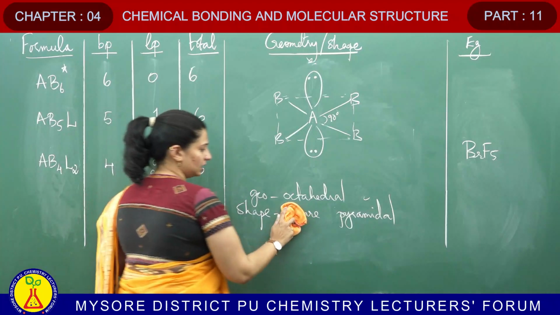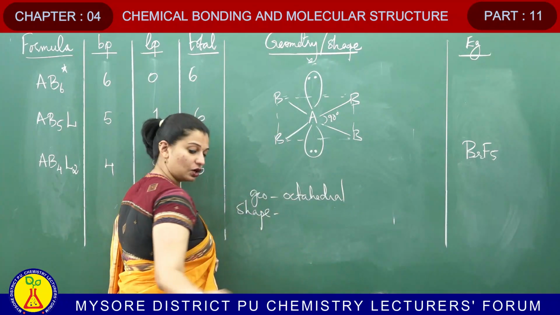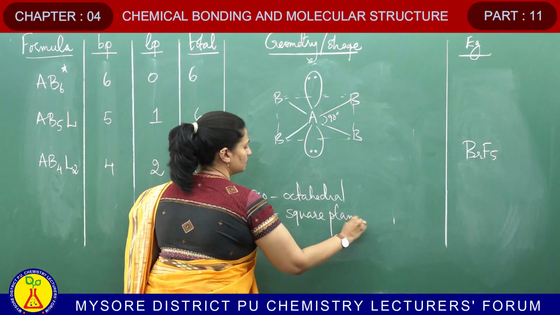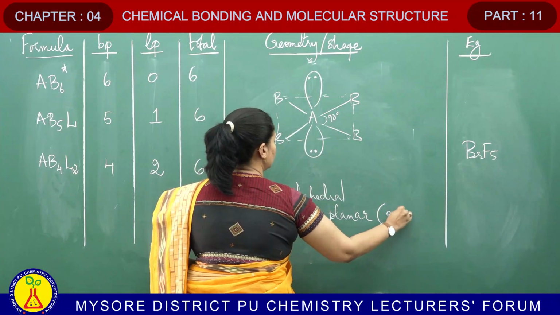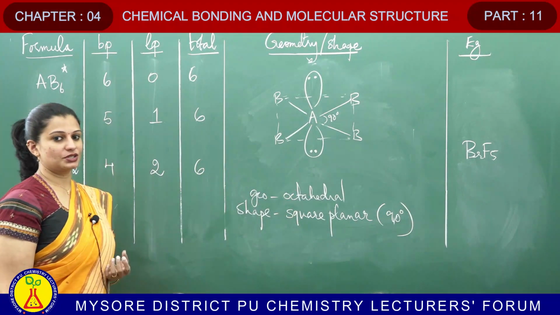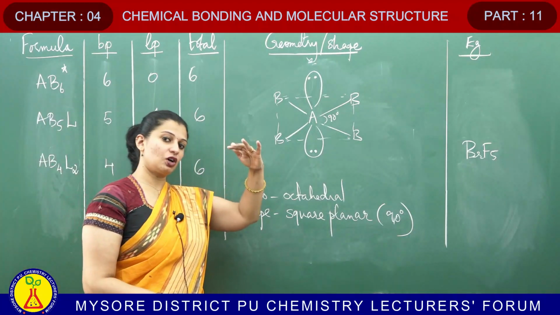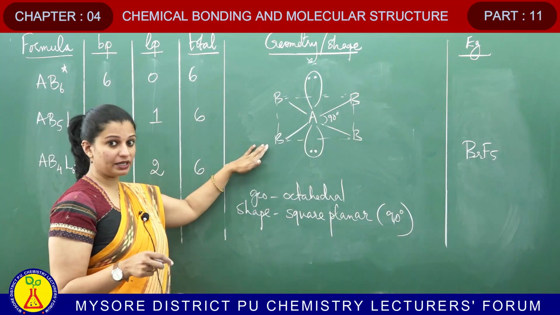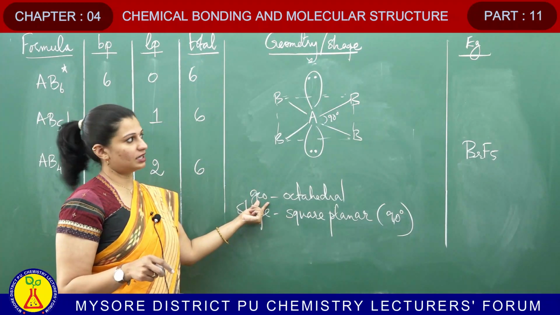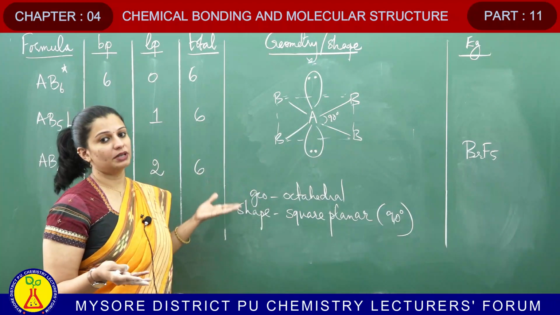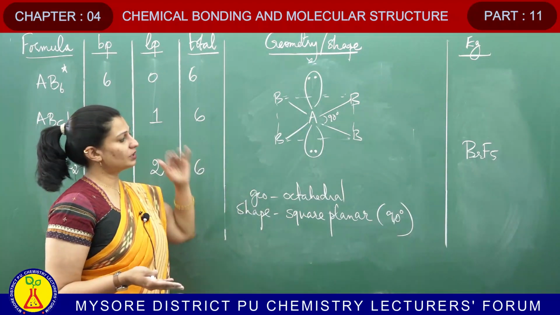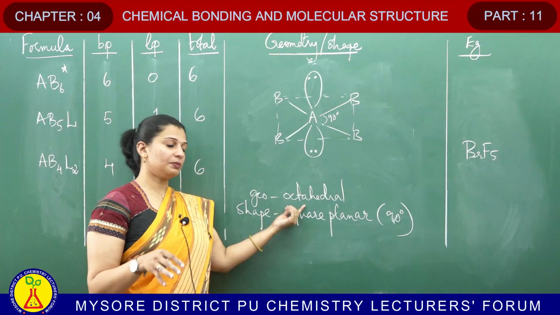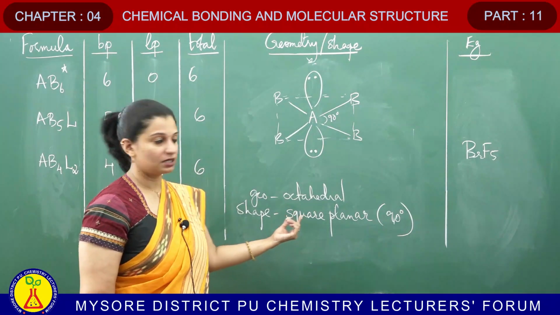So the geometry is still octahedral, but I am going to call the shape square planar because it's a planar molecule, and in this the bond angle is 90 degrees. There is no distortion because it's been symmetrically repelled from the top lone pair as well as the bottom lone pair. The geometry is still octahedral, because when I say geometry, it's about how the lone pairs and the bond pairs are oriented. They are still oriented like an octahedral. So the geometry of the molecule is still octahedral, but the shape has become square planar.